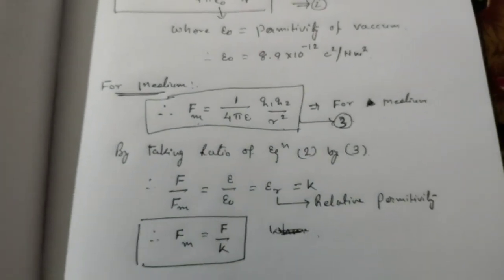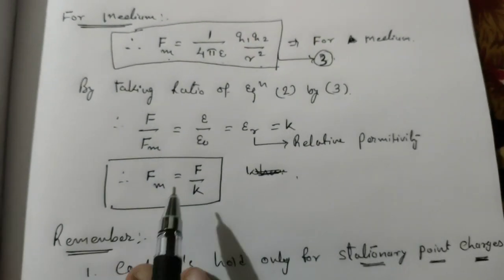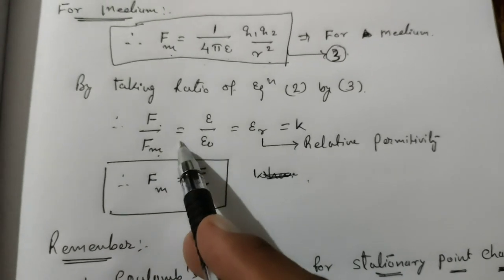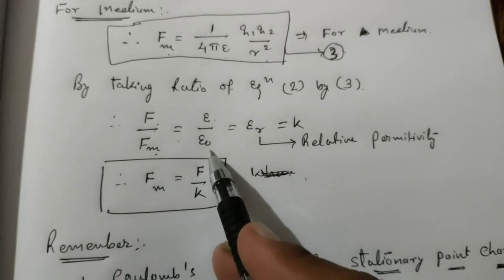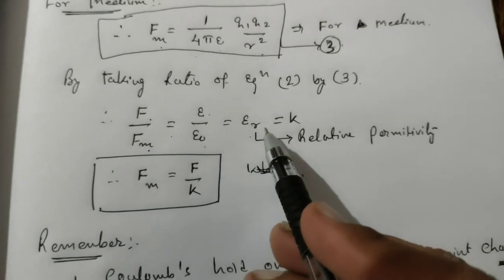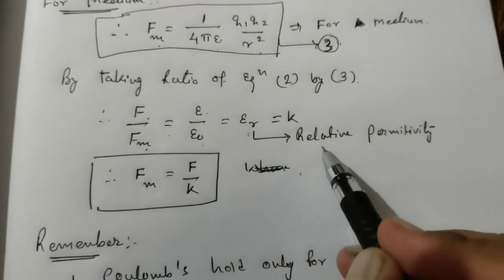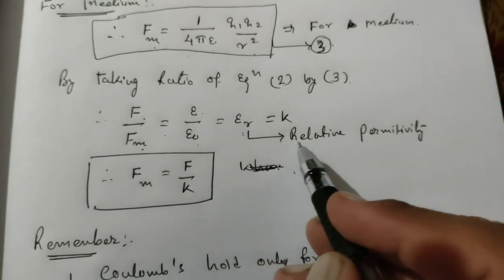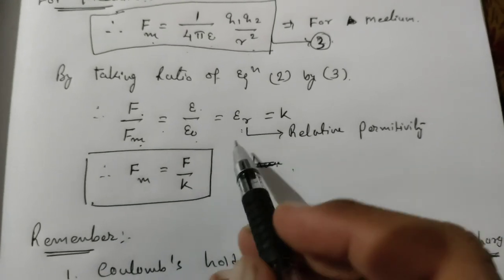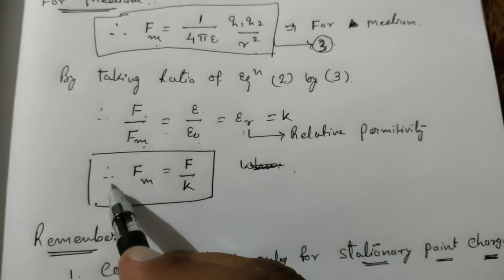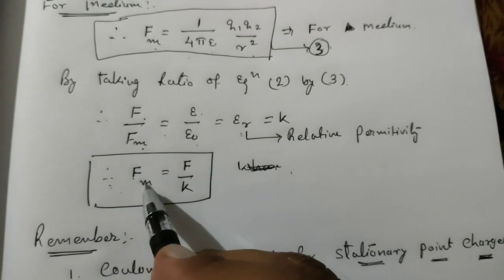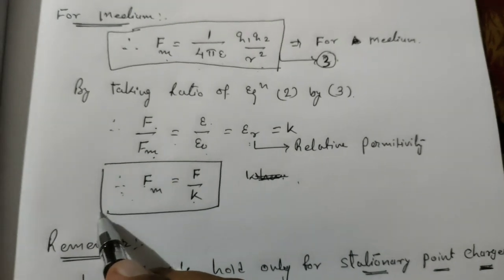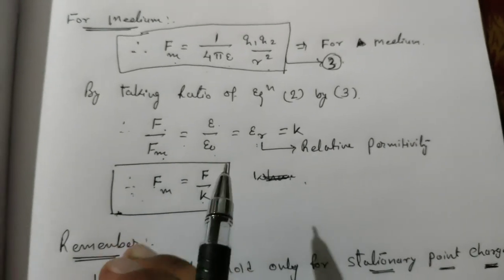By taking the ratio of these equations, we get F upon F_m equal to epsilon upon epsilon naught, equal to epsilon r. Epsilon r stands for relative permittivity. Remember, this equation is also very important for numerical purposes. So over here we have another equation, F_m equal to F upon k. This is a very important equation.